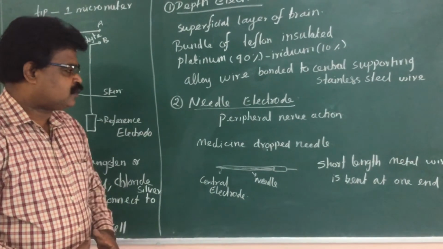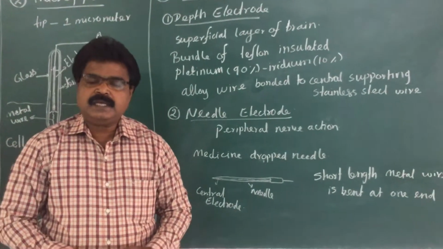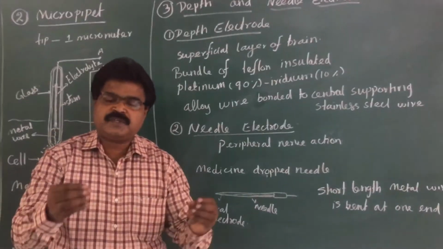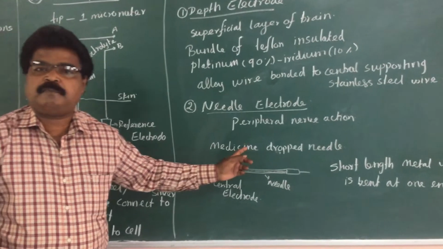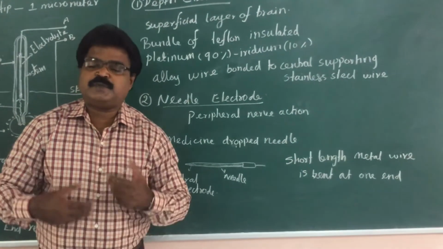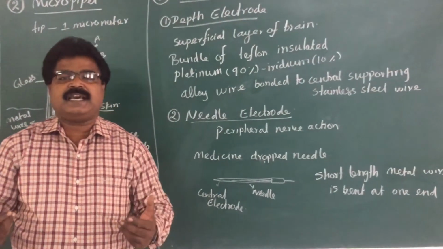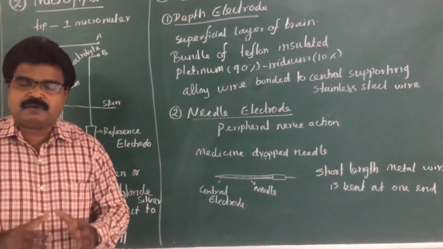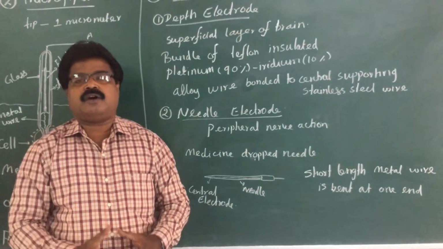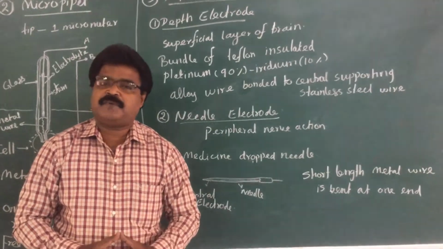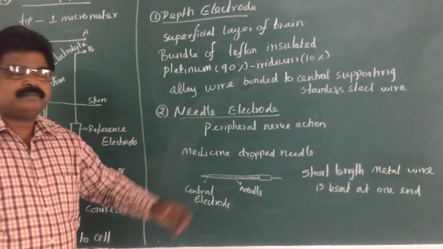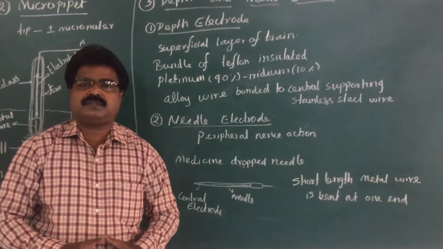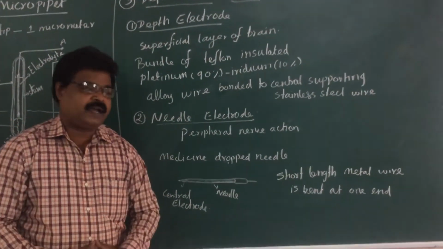Next one is the needle electrode. It is used to pick up the signal from a superficial or localized area of nerve. Normally it is used to pick up peripheral nerve action. So what is a peripheral nerve? Nerves other than the central nervous system, that means nerves other than the brain and spinal cord. All such nerves are called peripheral nerves. It is used to pick up the signal from the action of peripheral nerves.